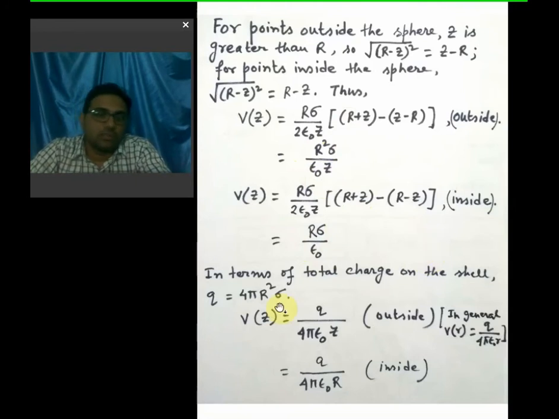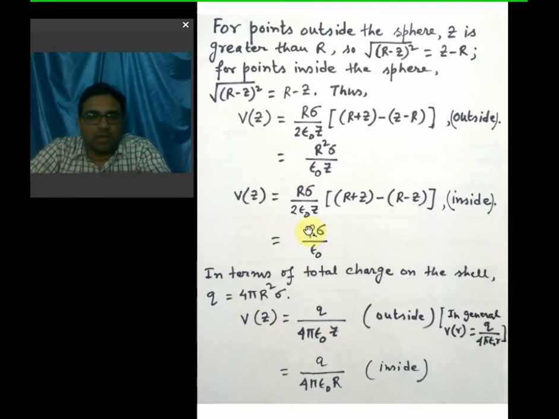Now in terms of the total charge on the cell, if we consider Q is the total charge and sigma is the uniform surface charge density, then we can write Q is 4 pi capital R squared sigma. This is the surface area of the spherical cell. So if we multiply by 4 pi in the numerator and also 4 pi below, then 4 pi R squared sigma is Q. So we are getting this form of the potential at the outside point.